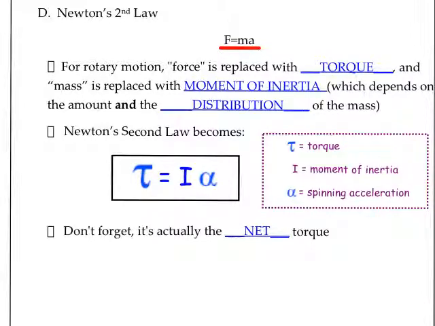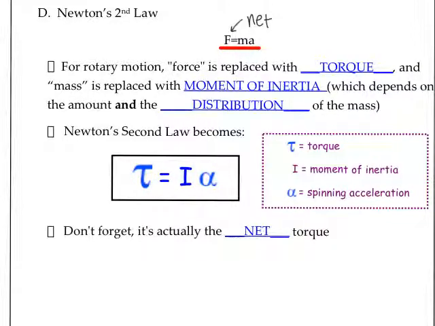So for Newton's second law, hopefully from last semester, you remember that the law stated force is equal to mass times acceleration. And technically, it was the net force. So remember, if you had more than one, you wanted to combine those together. So for rotational motion, we are going to replace force with torque. And remember, when you see it written out, it's that curvy little t.